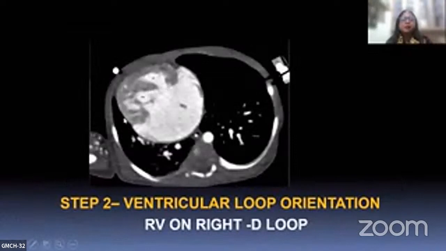When we talk about the bulboventricular loop, we see that the RV is towards the right of the LV.